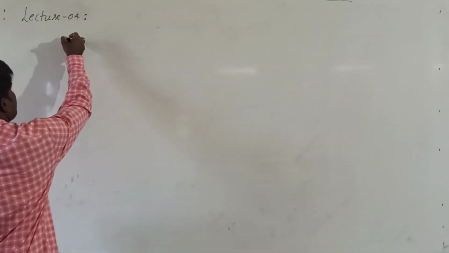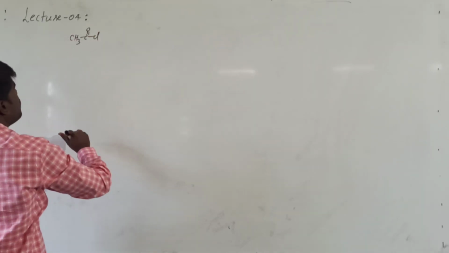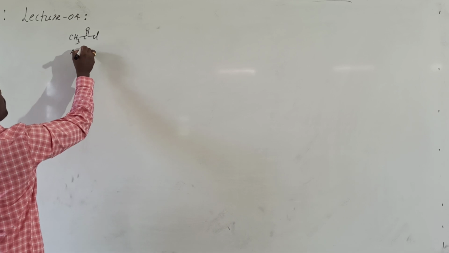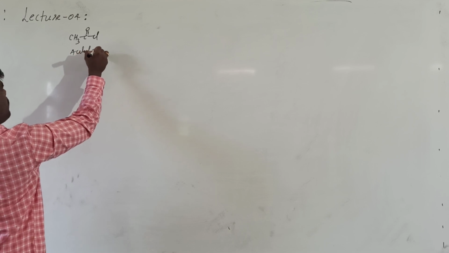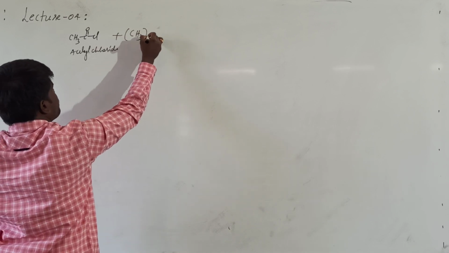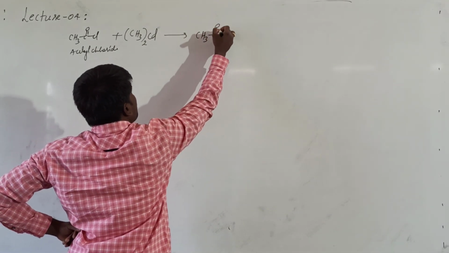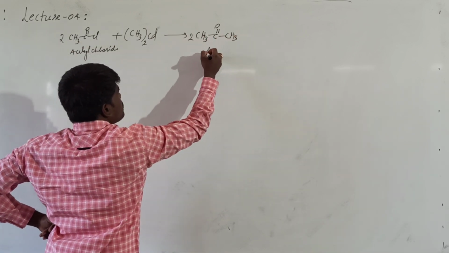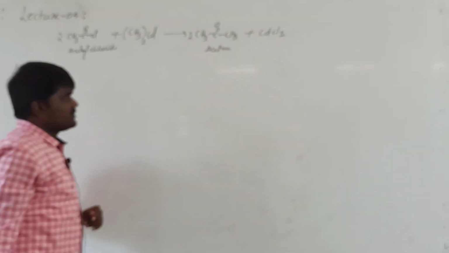Let us see some examples. Suppose if you are taking CH3 C double bond OCl, this is called acetyl chloride. If you treat this with dimethyl cadmium, what do you get here? Take 2 moles, you will get 2 moles of acetone plus cadmium chloride you will get.